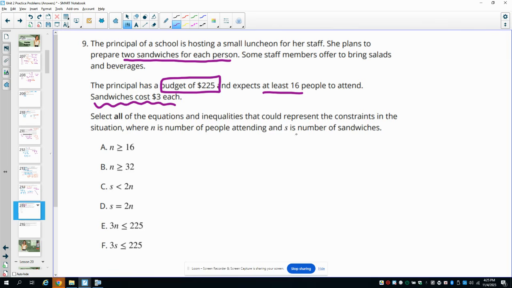N is the number of people, S is the sandwiches. So A and B are talking about the number of people. So A is saying the number of people is more than or equal to 16, where B is saying it's more than or equal to 32. So we know that this one, she said she expected at least 16 people. So more than or equal to 16 would be correct there.